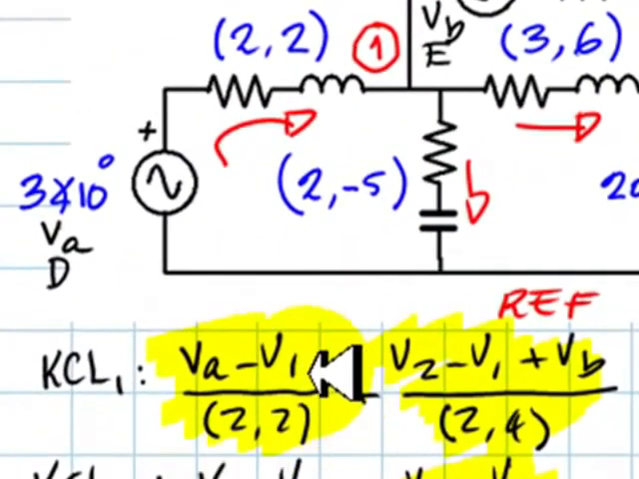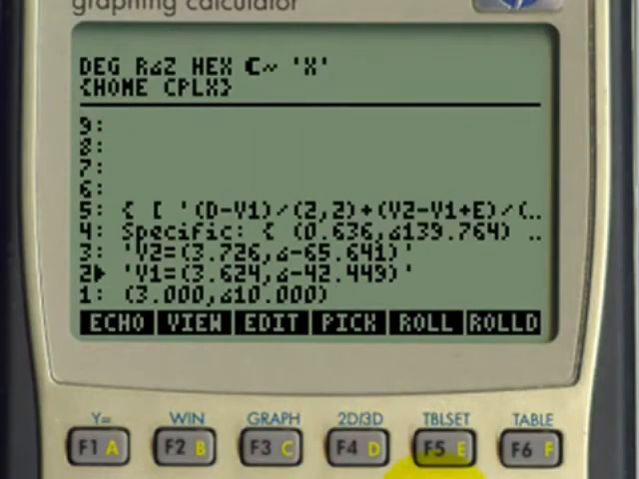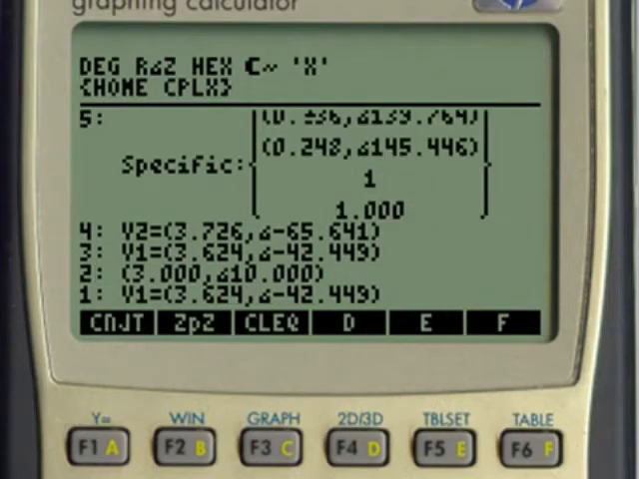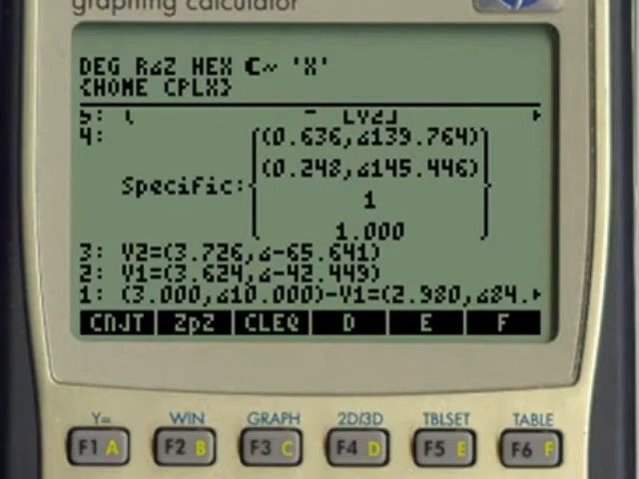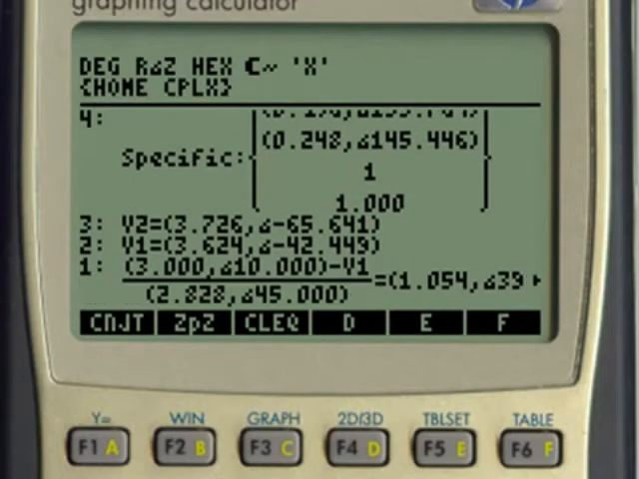We begin with IA. VA minus V1 over 2. VA is stored in D, so D minus V1, which we pick from the stack, pick, enter, and we're ready. We subtract them and divide by 2, and that is a complex divide. You say, hey, what monstrosity is that?